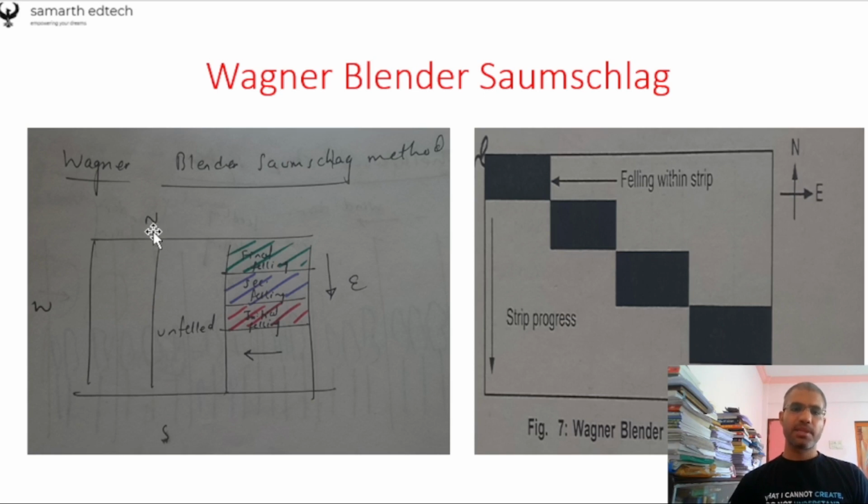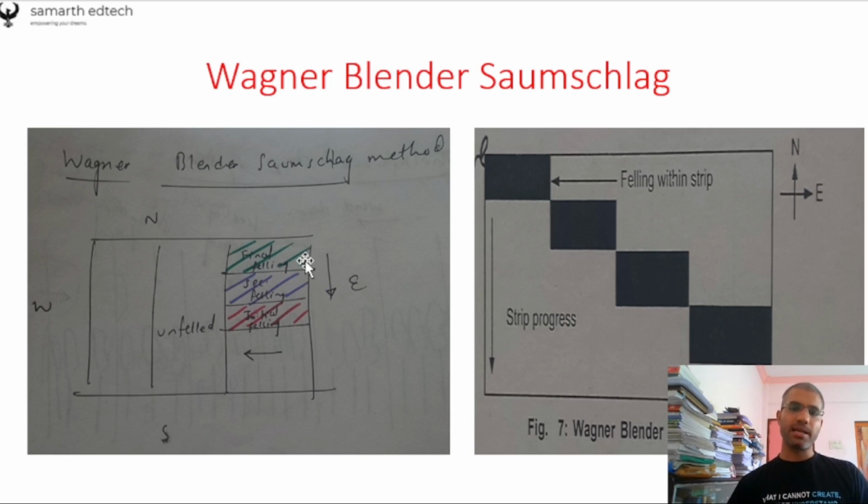There are directions: north, east, south, and west. So in the case of Wagner Blender Saumschlag, what happens is we divide the given periodic block into different strips, and the felling will happen from east to west direction. Okay, consider this particular strip: the felling will happen from the east to west direction, and the strip progresses from north to south direction. Again, understand this particular concept.